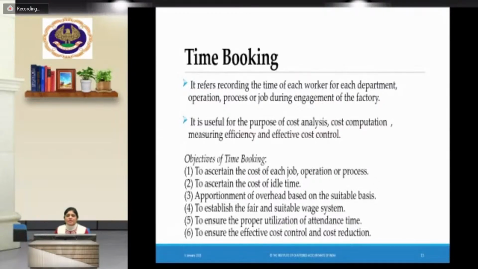Time booking refers to recording the time of each worker for each department. See, I'm entering the organization, I'm leaving the organization. At what time I'm entering, at what time I'm leaving. That is the role of timekeeping.